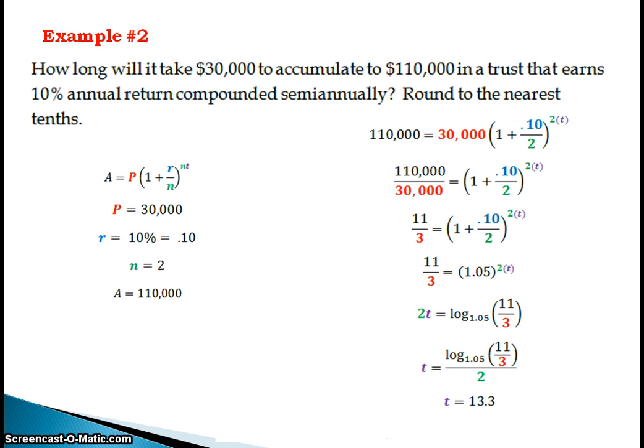And so we find that the amount of time that has passed is 13.3 years. That's how long it will take for $30,000 to grow into $110,000 if we earn 10% annually, but it's compounded semi-annually. Pause now and write down this example.